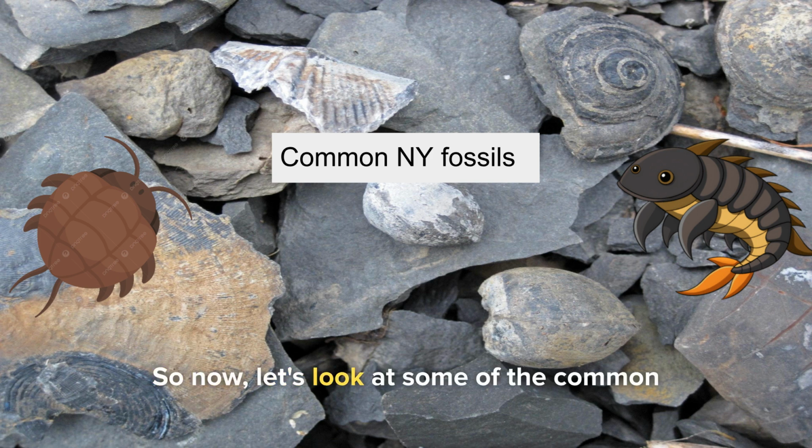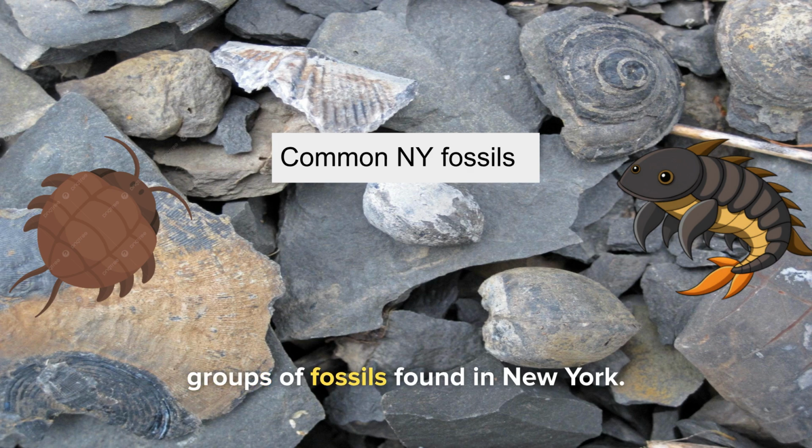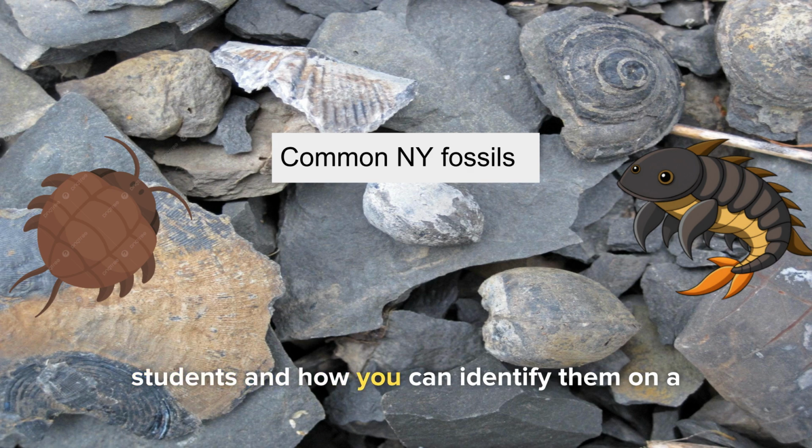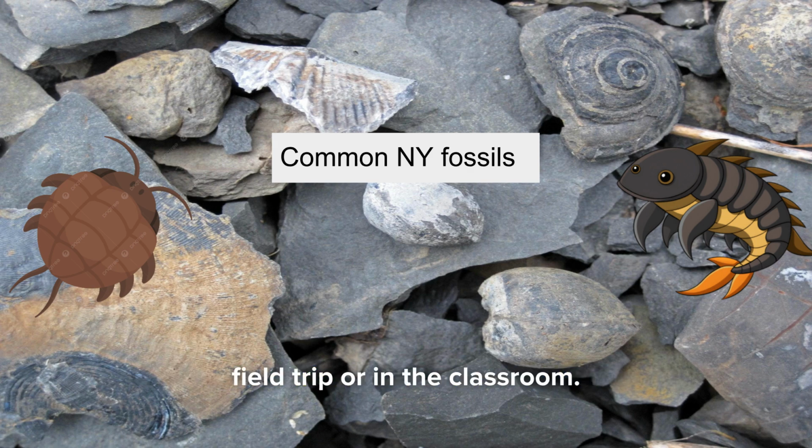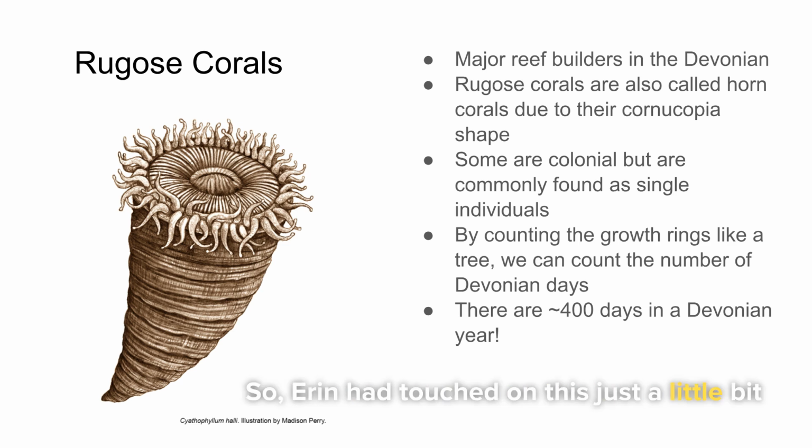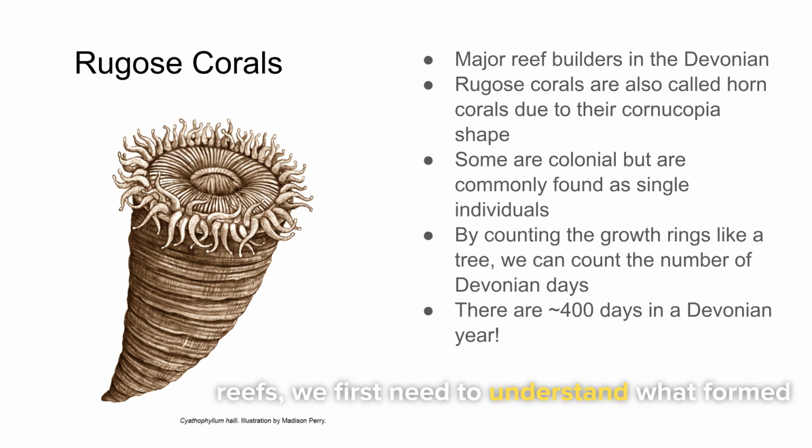So now let's look at some of the common groups of fossils found in New York, go over some fun facts to share with your students, and how you can identify them on a field trip or in the classroom. Erin had touched on this a little bit earlier, but to understand the Devonian reefs, we first need to understand what formed them. So we still have sponges and corals like we do in our modern reefs, but they're just a little bit different than the kinds that exist today.